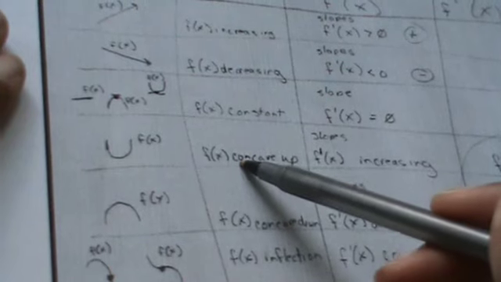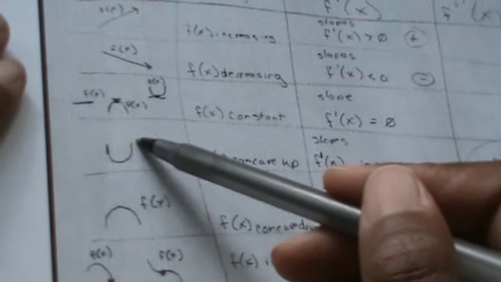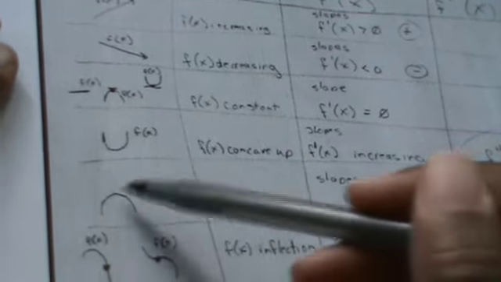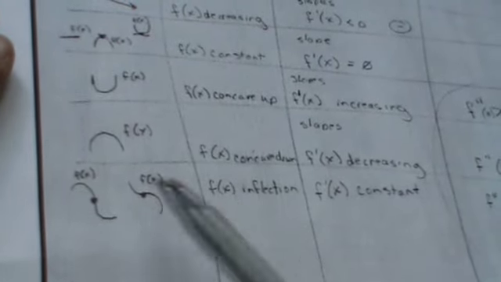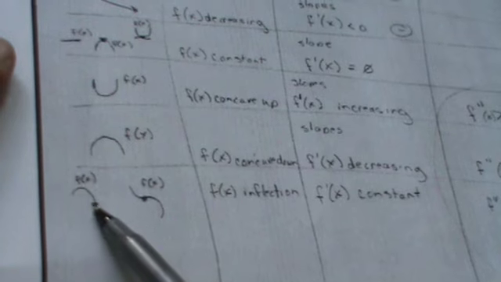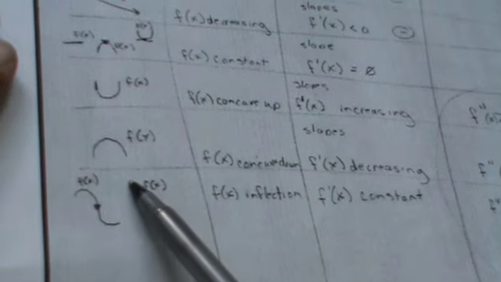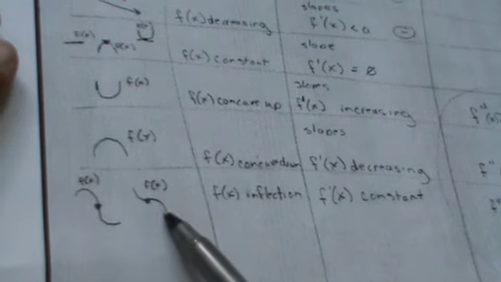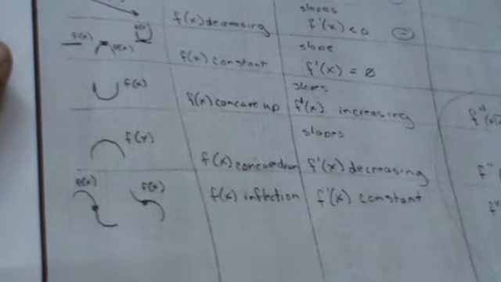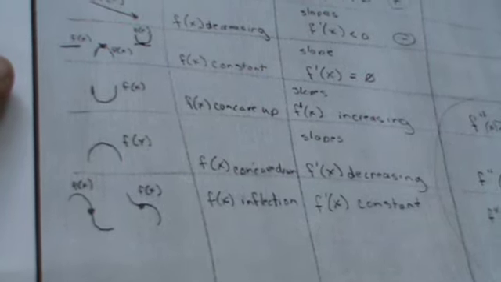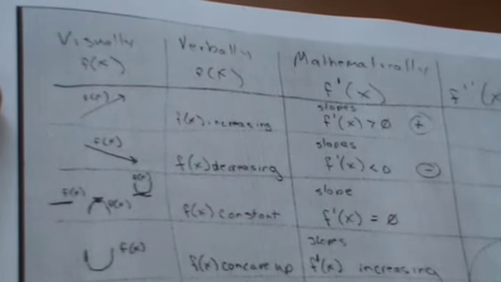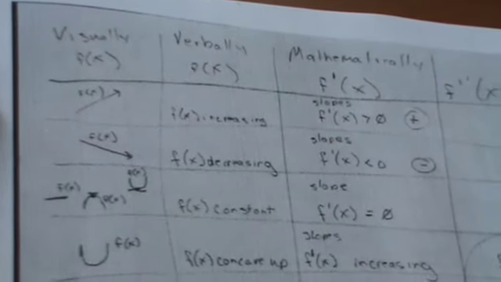If your function is concave up, then the function should be smiling. If your function is concave down, your function should be frowning. If you're at a point of inflection, then you should be going from concave down to concave up, or vice versa, concave up to concave down. Okay, so what we would like to do now is not just have a visual and a verbal representation. We like to have a mathematical representation.